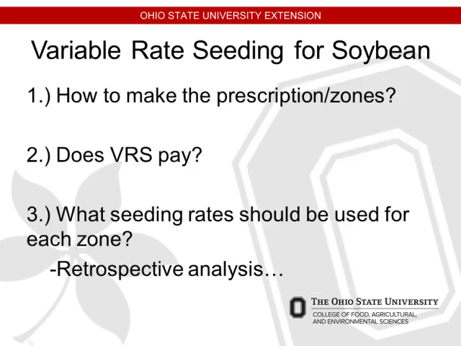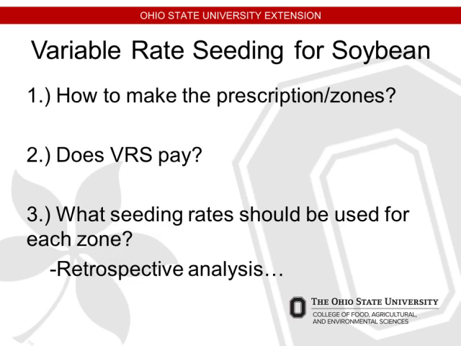So the real 3 big questions we want to answer with this research, and I don't have all the answers today because it's a work in progress, but first, how do we make the prescriptions in zones? There's a variety of different ways of doing that. Some farmers use soil maps, soil series, soil properties, yield history, a lot of different methods, a combination of factors.